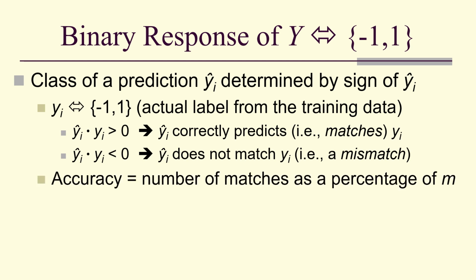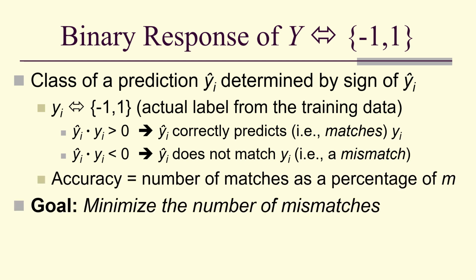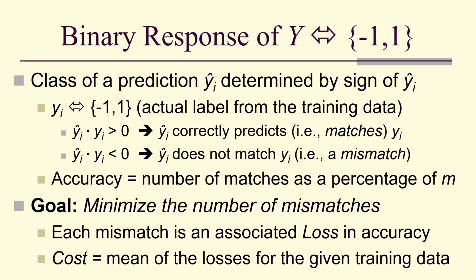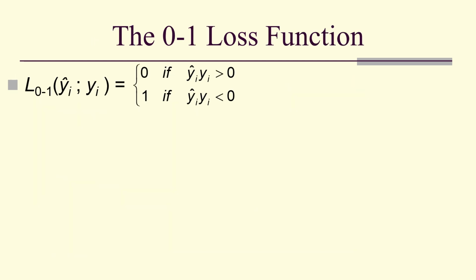Accuracy is the number of matches as a percentage of the number of observations, and of course the goal is to minimize the number of mismatches. Each mismatch is an associated loss in accuracy, and cost is the mean of the losses for the given training data. So let's look at some loss functions, beginning with the 0, 1 loss function.